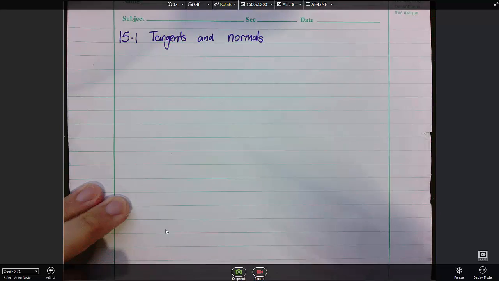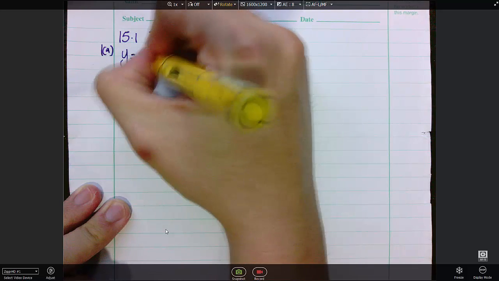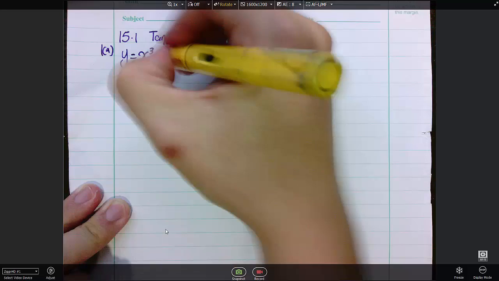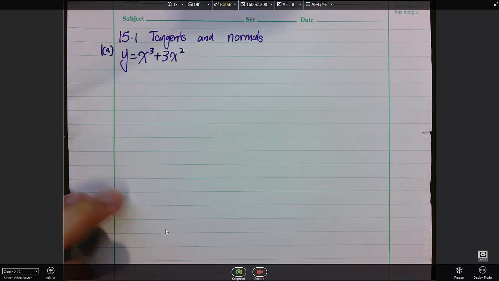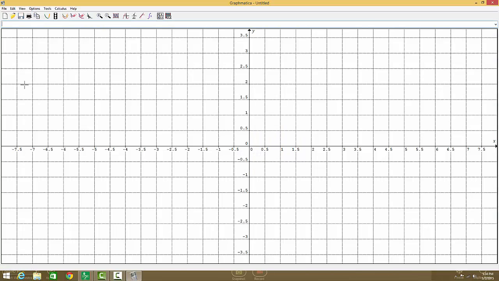Of exercise 15.1, 1a, the function is y equals x cubed plus 3x squared, and they want you to find the equation of the tangent to the curve at the given point. Let me use Graphmatica now to show you this function. First y equals x cubed plus 3x squared, then I press enter, and this is the curve. They want the equation of the tangent at (-1, 2).